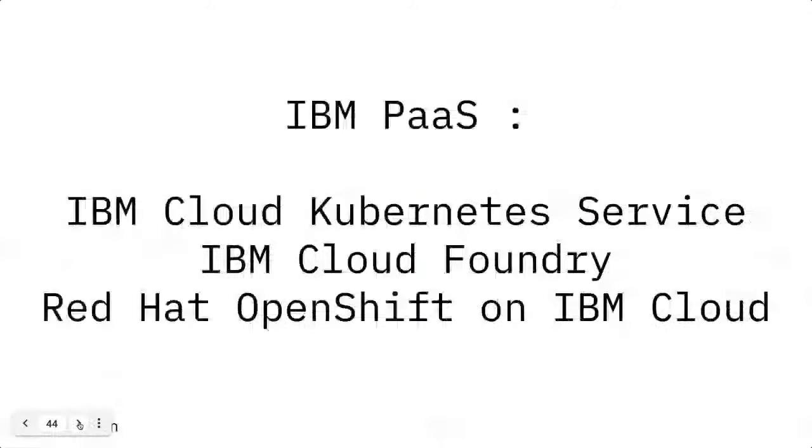So what does this look like? Some IBM products and offerings are IBM Cloud Kubernetes Service, IBM Cloud Foundry, and Red Hat OpenShift on IBM Cloud.